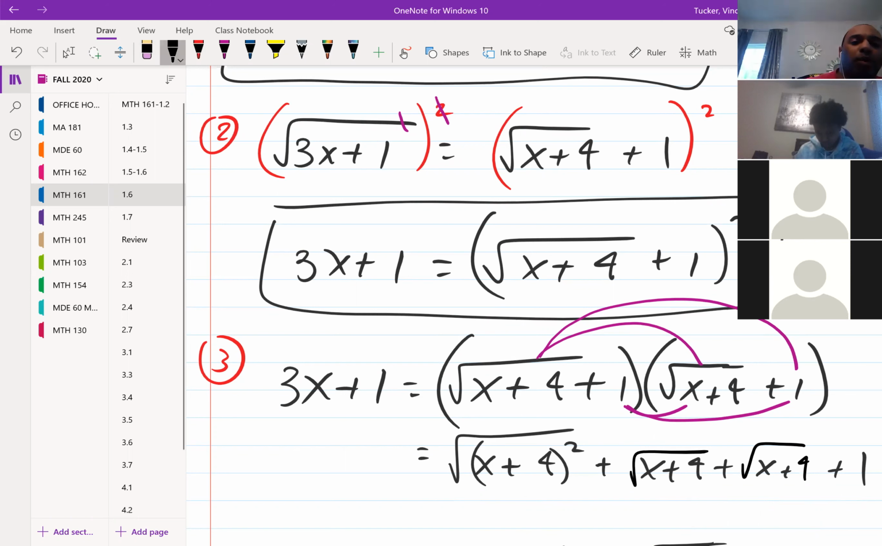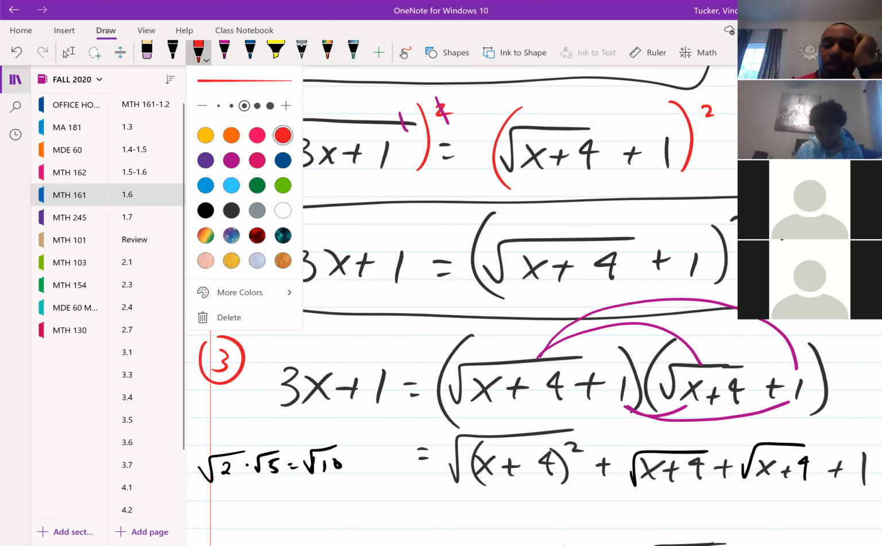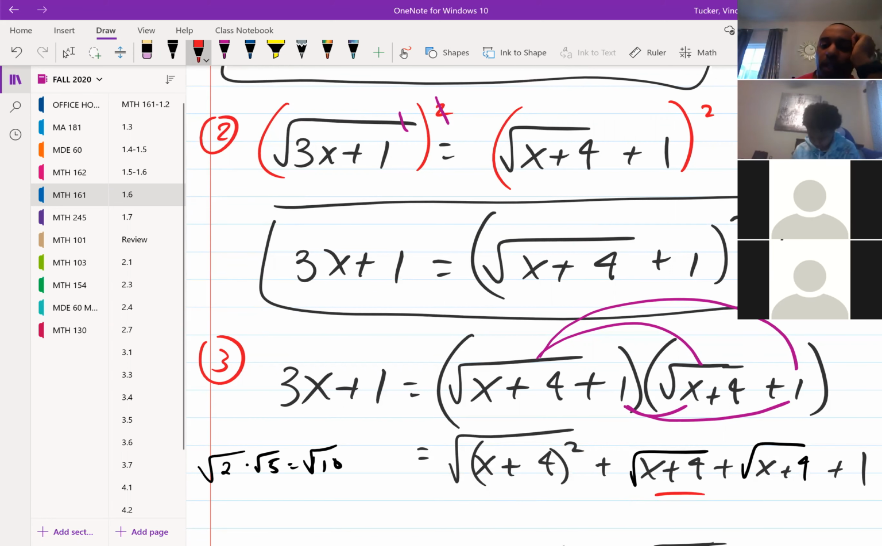And don't forget, whenever you multiply radicals, if you had the square root of 2 times the square root of 5, that's the square root of 10. You just multiply what's under the radicals. So that's what we did here when we did the square root of x plus 4 times the square root of x plus 4. That's x plus 4 times x plus 4, which gave us x plus 4 squared under the radical. So that's what happened there. And then, 1 times square root of x plus 4 is this one. And then 1 times square root of x plus 4 is this one. And then 1 times 1 in the back.